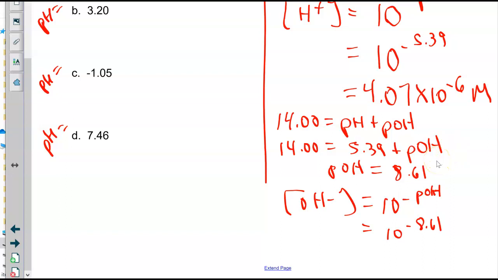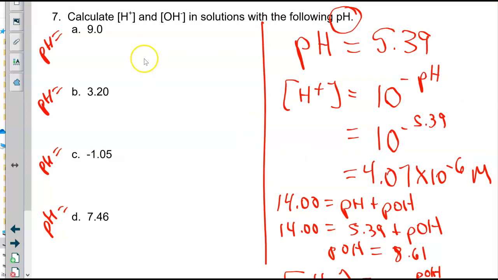So we can do 8.61 negative, or negative 8.61 depending on your calculator, and then second log. So this is going to be 2.45 times 10 to the negative 9th. And now if you look at the top, that's my OH minus concentration. Remember I said there were 2 ways. I was going to show you both ways. So I've now answered both these questions. I've calculated both of these pieces.